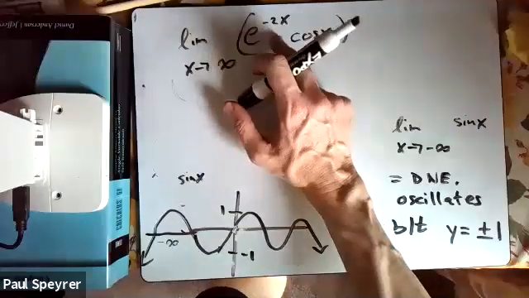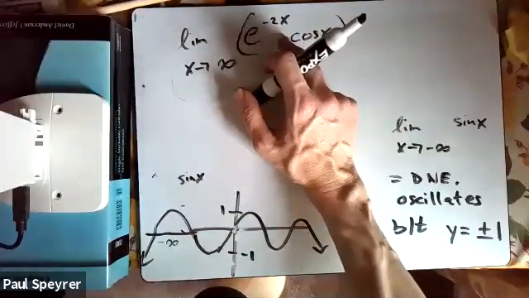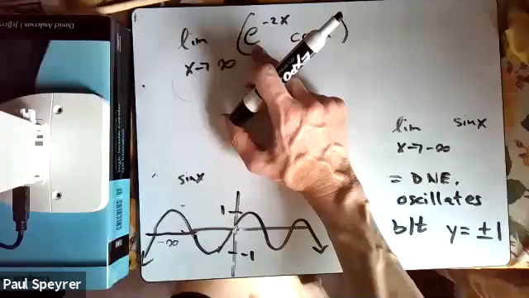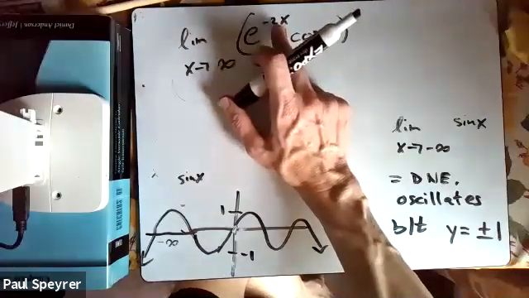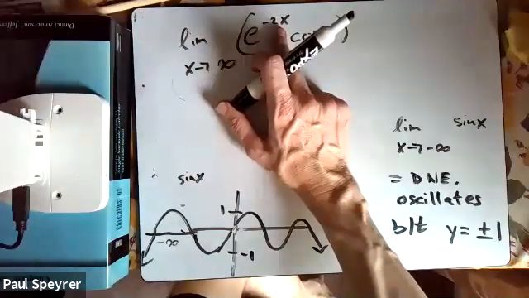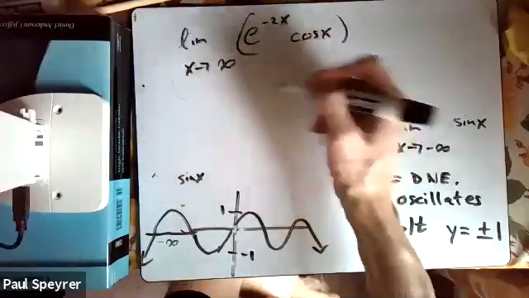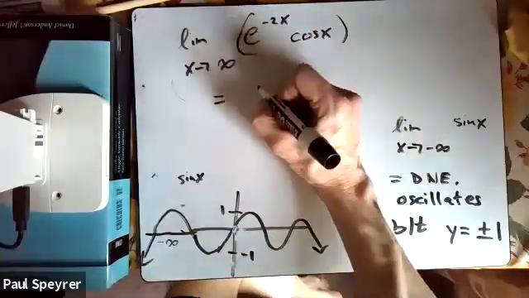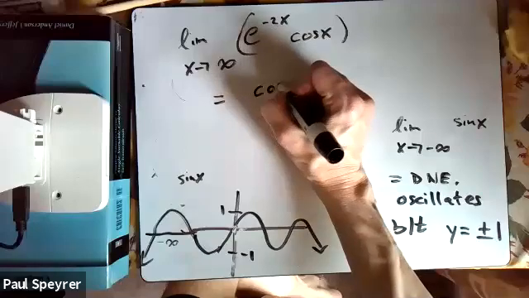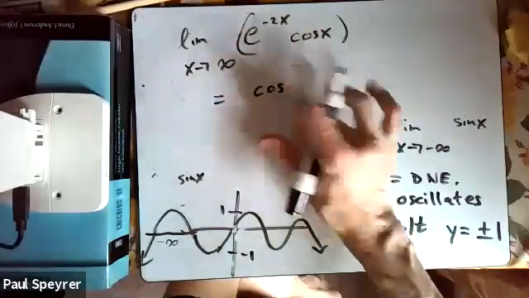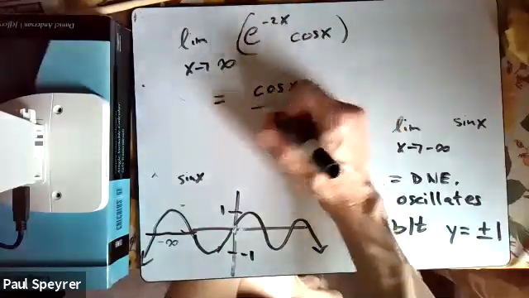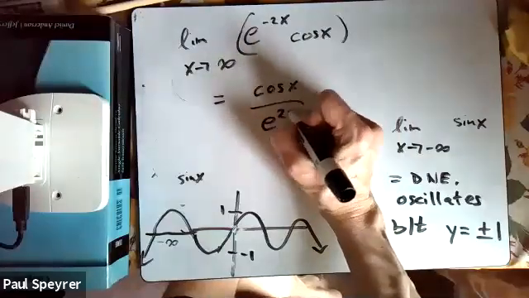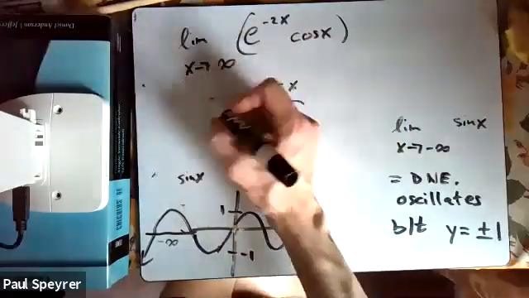If you plug infinity in here, you don't get e to the infinity, which is infinity. Remember, e is a number, like 2.71. But this is a negative exponent right here. Remember, you have to make negative exponents positive. This is actually cosine of x over e to the positive 2x. That's what we have right here.